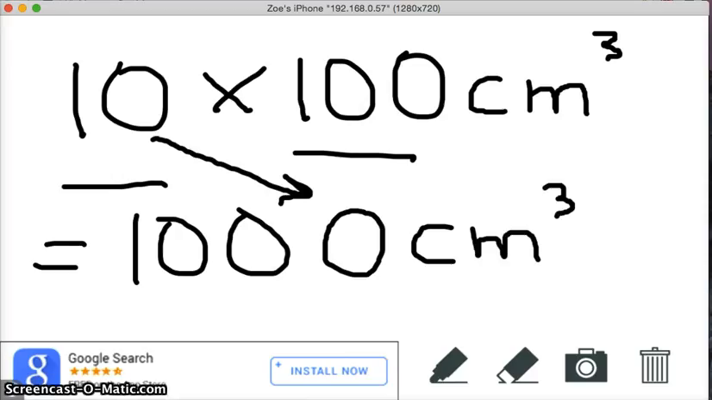Can you see how I've done the cm with a little 3? The little 3 just means cubic centimetres. Okay, so our 10 centimetre cube is the same as 1,000 cubic centimetres. That's pretty cool, isn't it? Awesome.